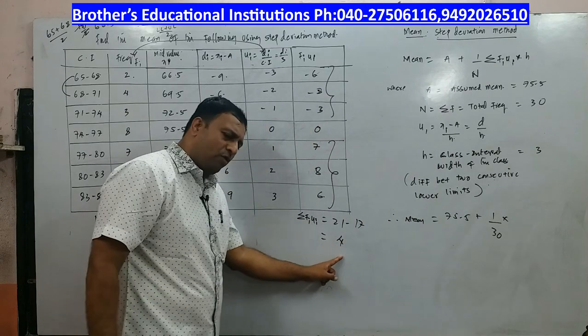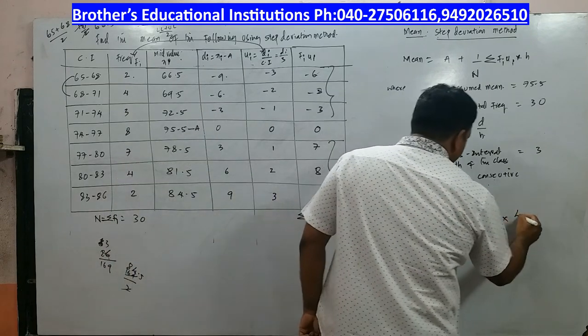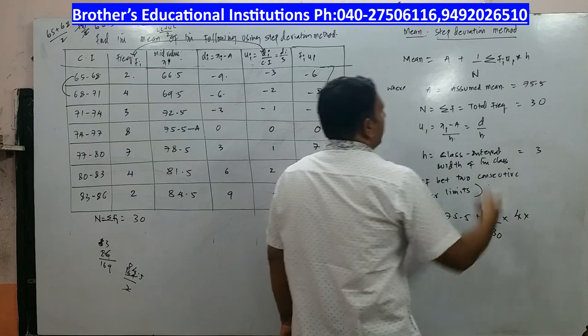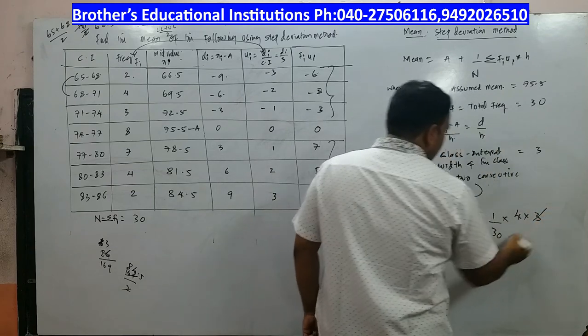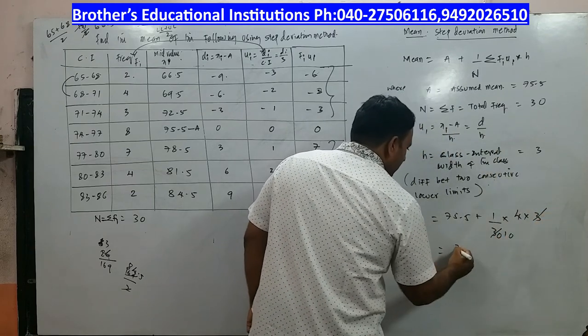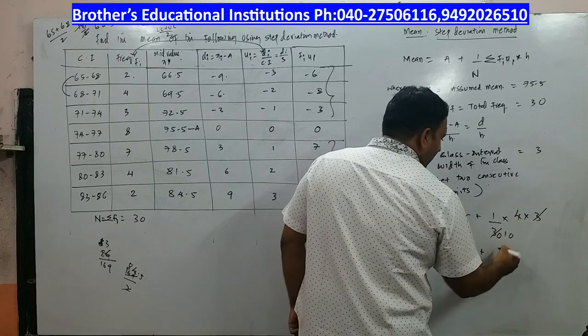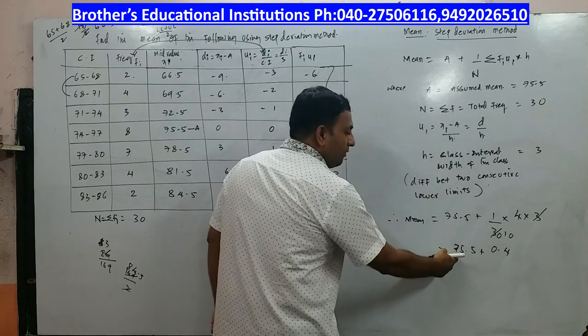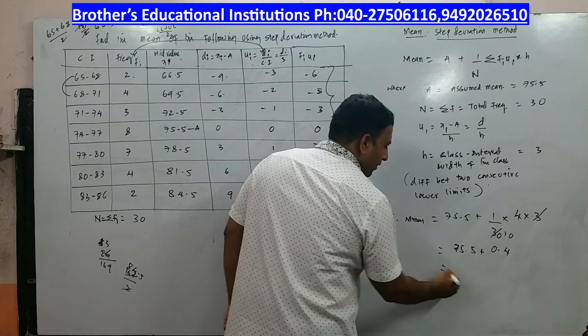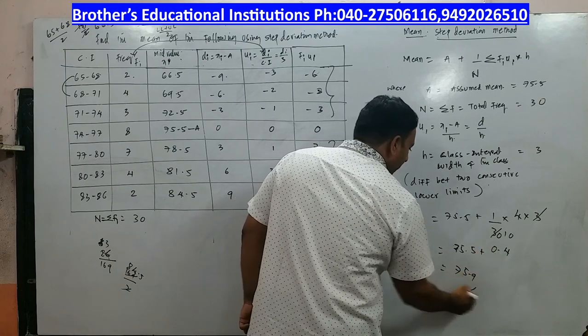What is the sigma fiui value you got? 4 into 3. h is nothing but 3. 3 ones are 3, 3 tens are 30. So 75.5 plus 4 divided by 10 is 0.4. 75.5 plus 0.4 is 75.9.